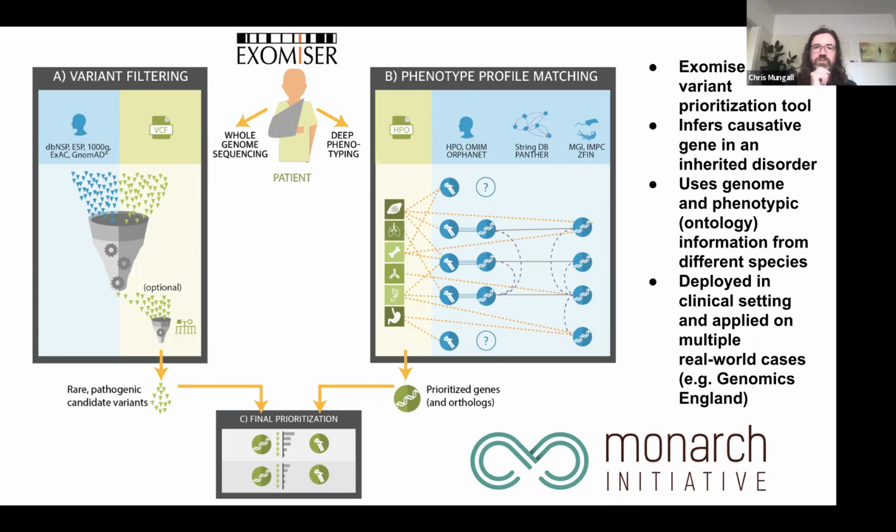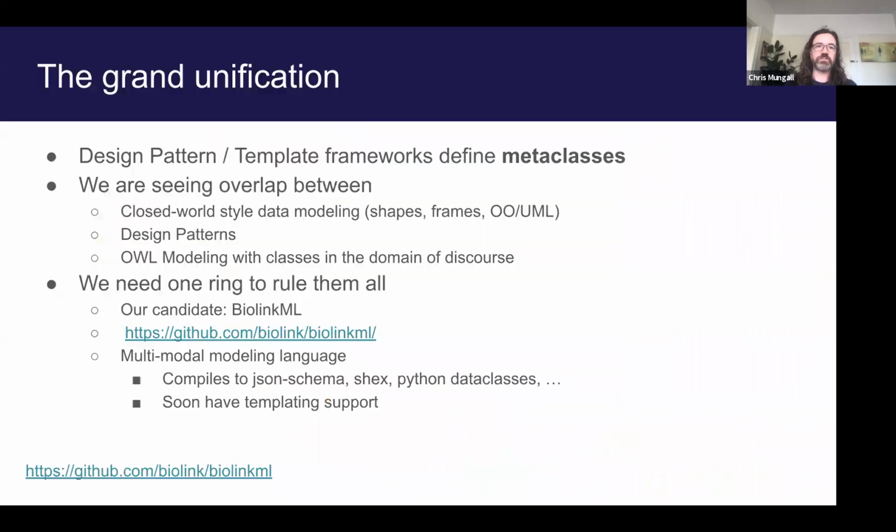This tool is actually being deployed in clinical settings. It is being used to diagnose kids with rare diseases. It's used in projects like Genomics England, and it has led to actionable results where once parents learn what the underlying genetic cause is in their disease, they can in many cases take action to mitigate the effects of this disease. So this is a really nice example of design patterns having real world implications.